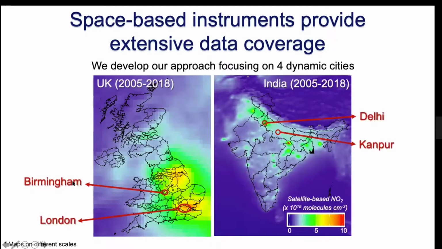Now, we have developed our approach focusing on 4 dynamic cities, 2 in the UK, 2 in India. So in the UK, we focus on London and Birmingham, which are the top 2 most populous cities. Out of the 40,000 attributed deaths to air pollution, more than 25% are just from these 2 cities alone. In India, we focus on 2 cities in the Indo-Gangetic Plain, Delhi, which is famous as the world's most polluted capital, and Kanpur is a rapidly industrializing city. And in 2016, World Health Organization recorded it as having the highest levels of PM 2.5 in the whole world.